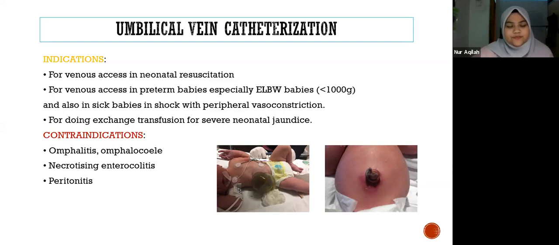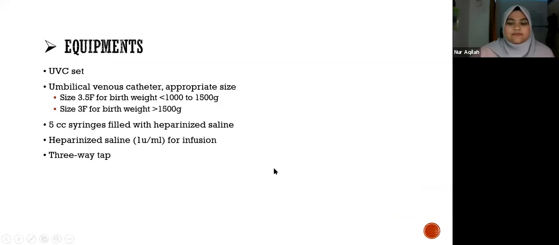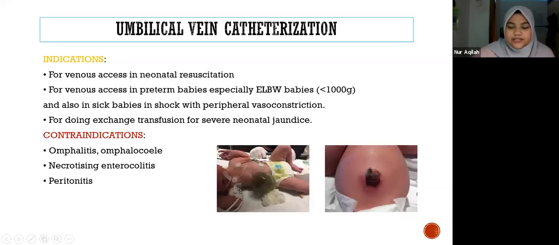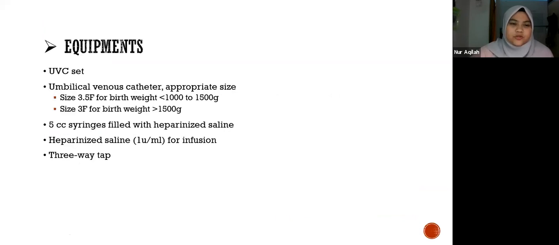So contraindication is pretty much about similar. It is contraindicated in omphalitis. This is, for example, a picture of omphalitis and also omphalocele. Other contraindication is peritonitis and also necrotizing enterocolitis. So the equipment is also pretty much similar.